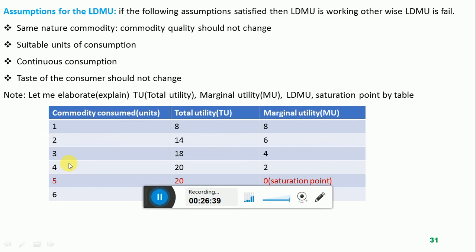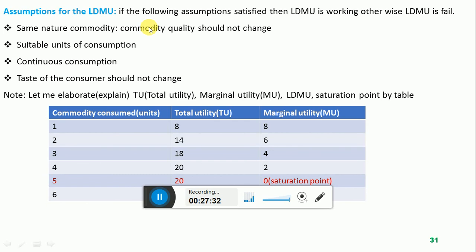Or for example, if a thirsty person drinks a glass of water that is not cool, that is hot water, he will drink it, but he will not enjoy it, he will not get more utility. But if he takes a cool glass of water in the summer season, he will enjoy the second glass more, because it is cool, and he will get more satisfaction. Again the law failed. The law was that the first unit will provide more utility than the second, but here the first glass of water was hot, so the consumer does not enjoy it, and the second glass of water is cool, so the consumer enjoys it more. The second glass provides more satisfaction. So this is the first assumption, that the nature of the commodity should not change.